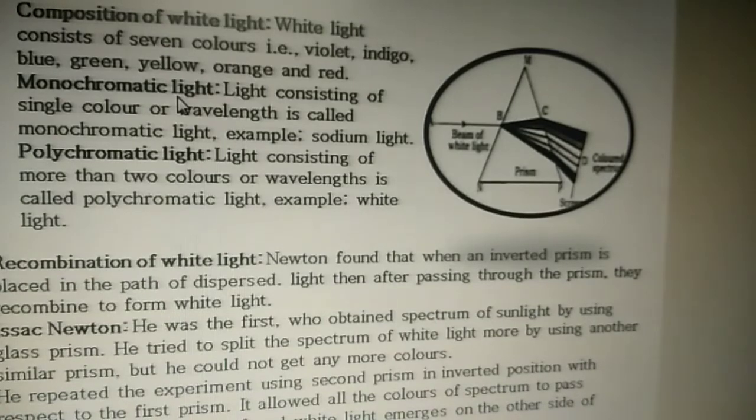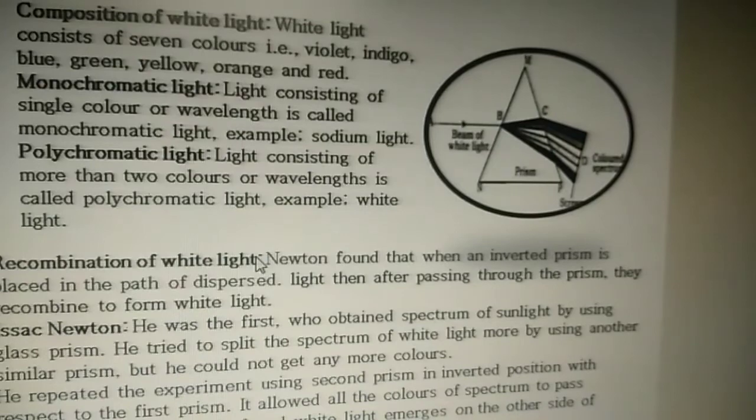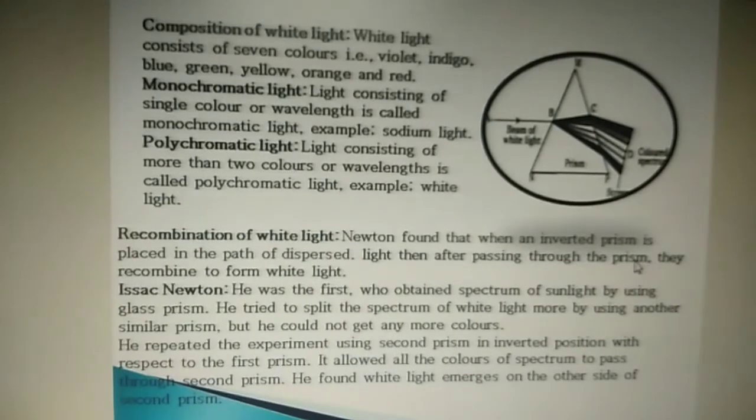Polychromatic light contains more than two colors and different wavelengths. Example, sunlight. Sir Isaac Newton proved by this recombination experiment that there is a combination of 7 colors, that is VIBGYOR. Newton found that when an inverted prism is placed in the path of the dispersed light, then after passing through the second prism they recombine and again form white light.